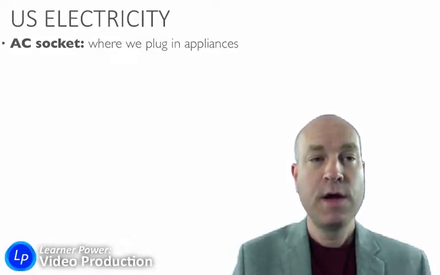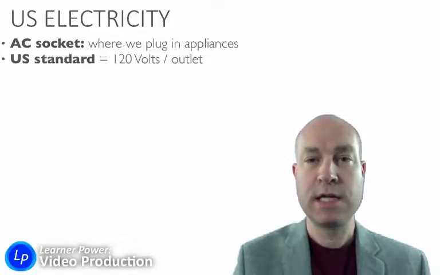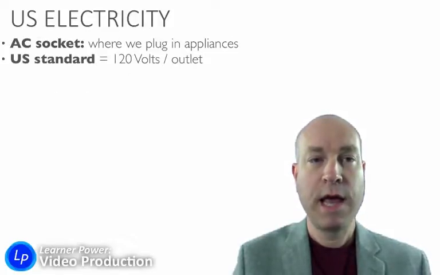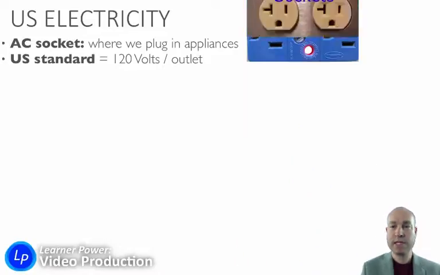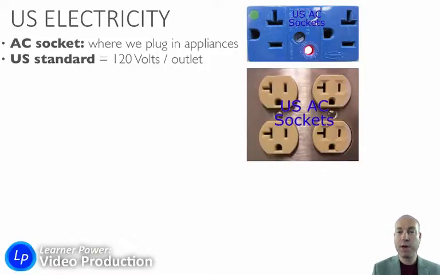The United States uses some standardized electrical formats, and I'm in the United States, so this lesson is customized for US standards. First of all, an AC socket is a device where we plug in appliances, and the standard for AC sockets is 120 volts per outlet. And so that means every outlet, like this outlet for instance, and that outlet for instance, pulls 120 volts of electricity in the United States. Oh, and AC, by the way, stands for alternating current.